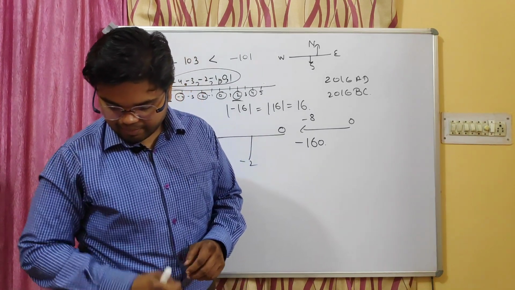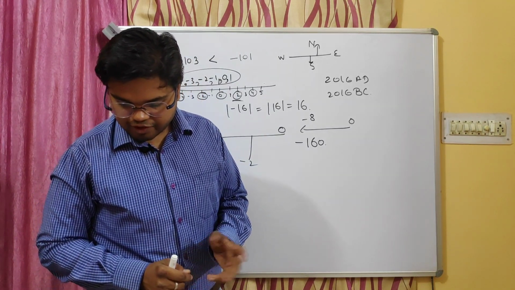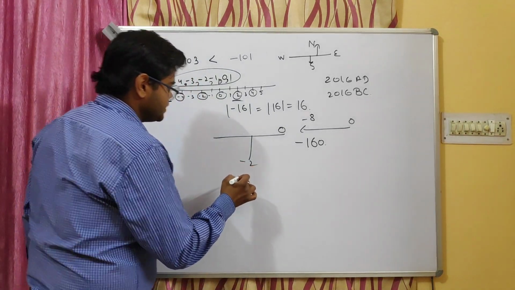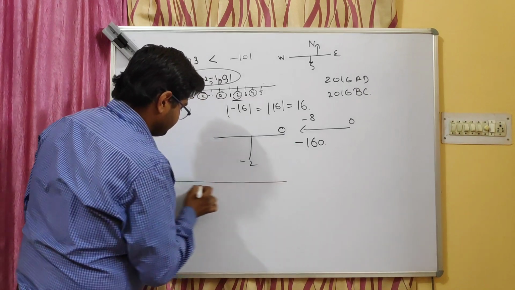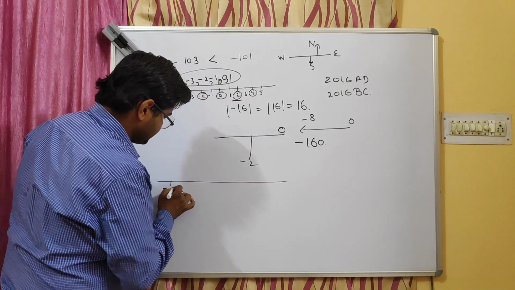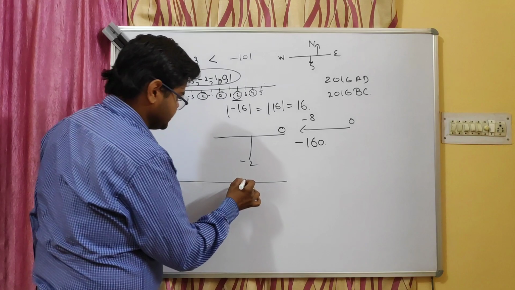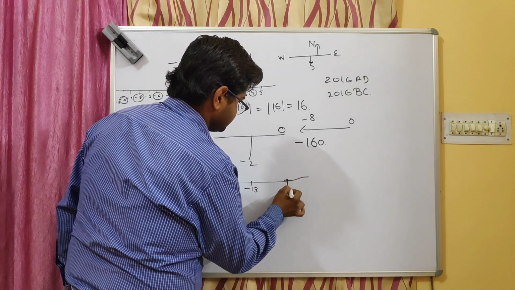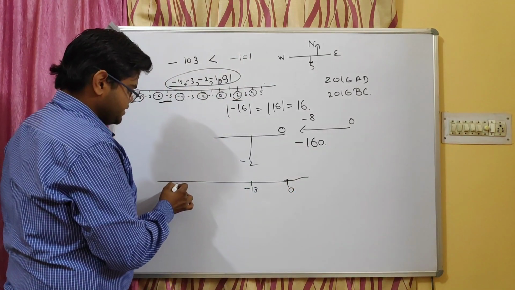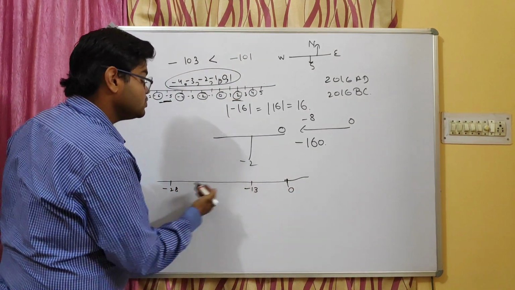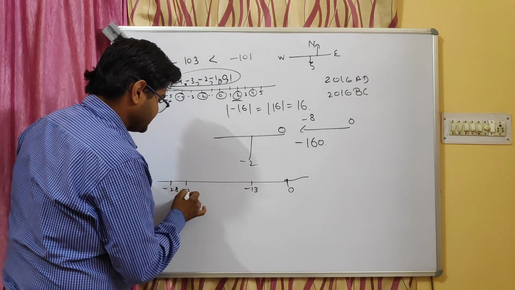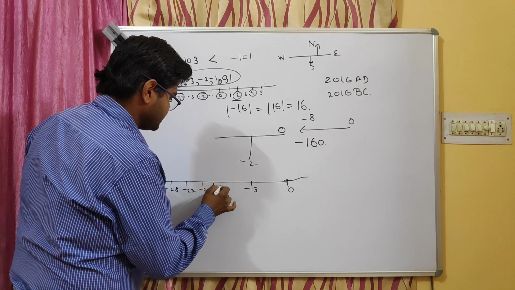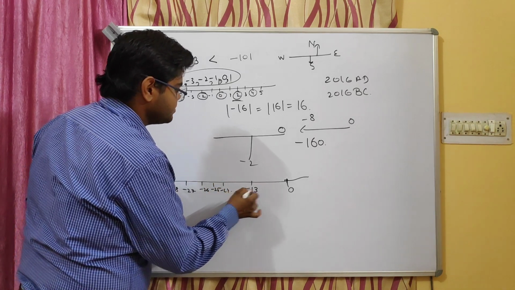Question number 7, part 4. All multiples of 3 between minus 28 and minus 13. So we are talking about all multiples of 3 between minus 28 and minus 13. Somewhere here would be 0. So minus 28. As we move towards the right, it will be minus 27, minus 26, minus 25, minus 24, and so on till minus 13.